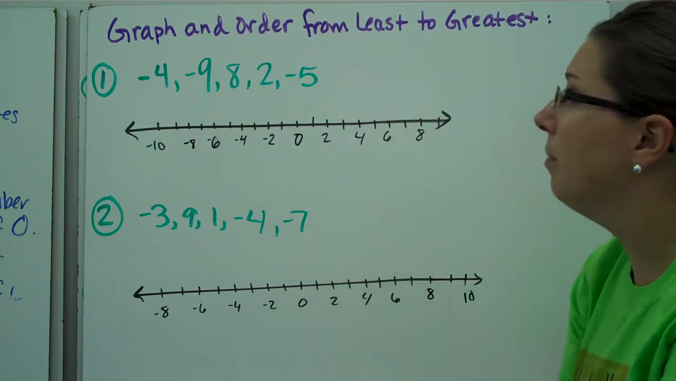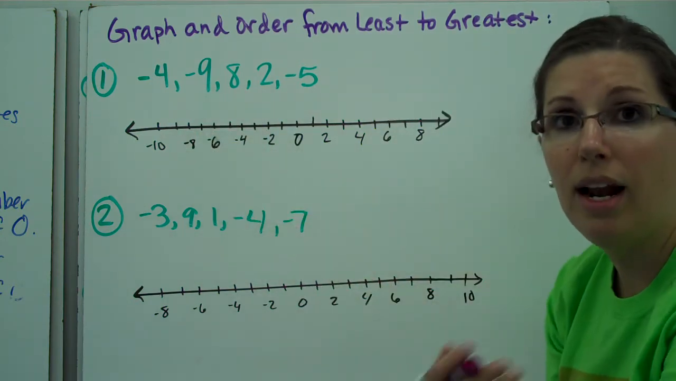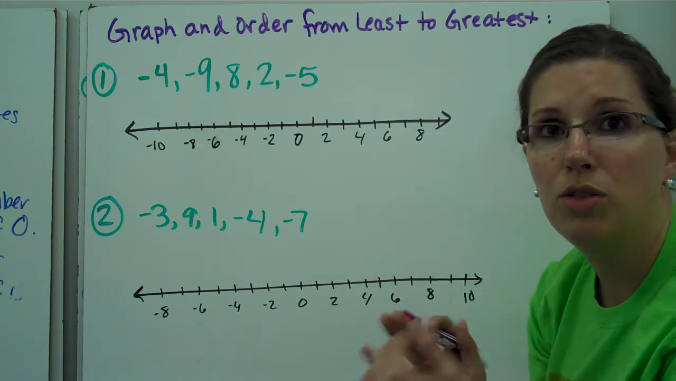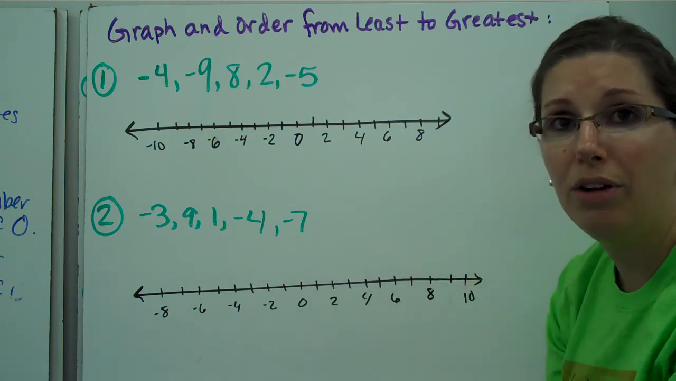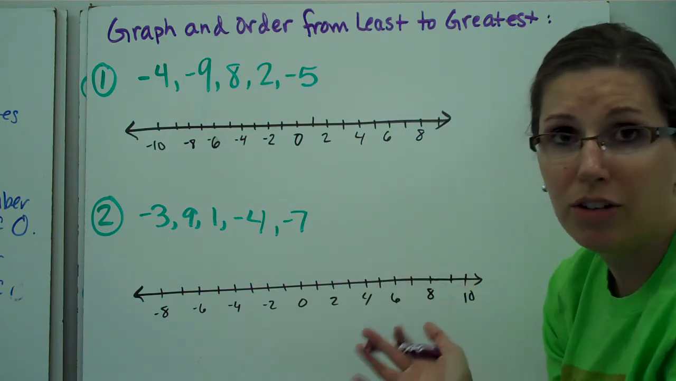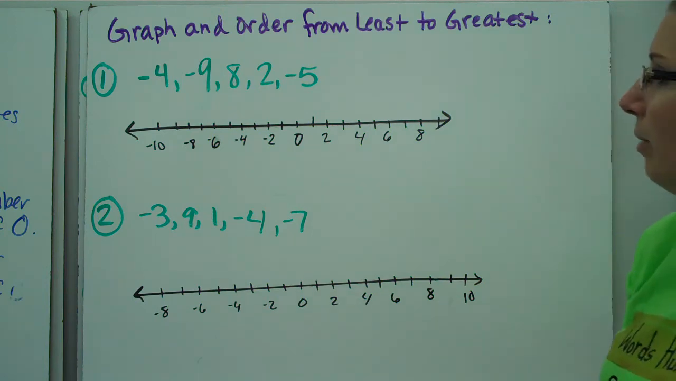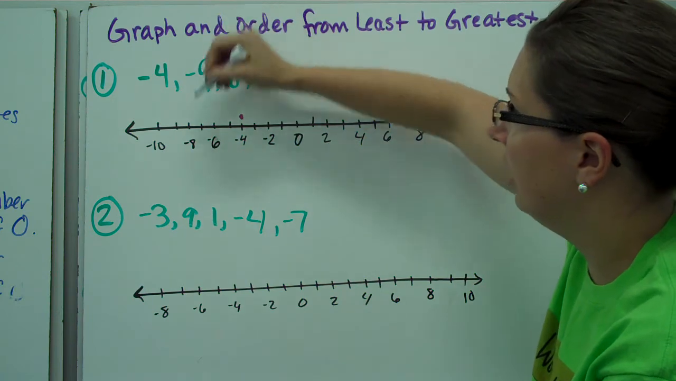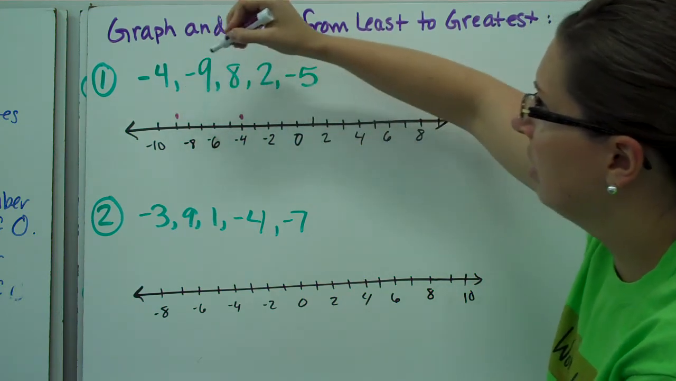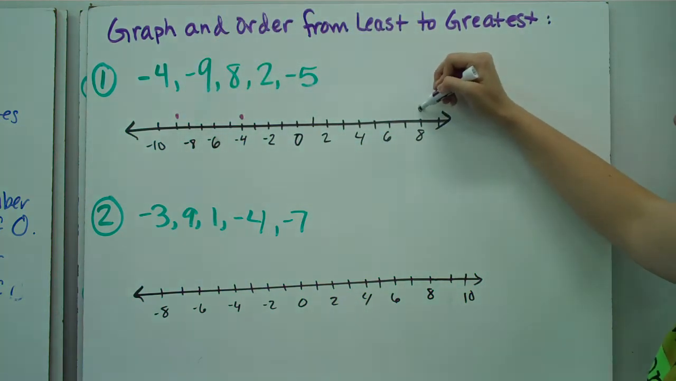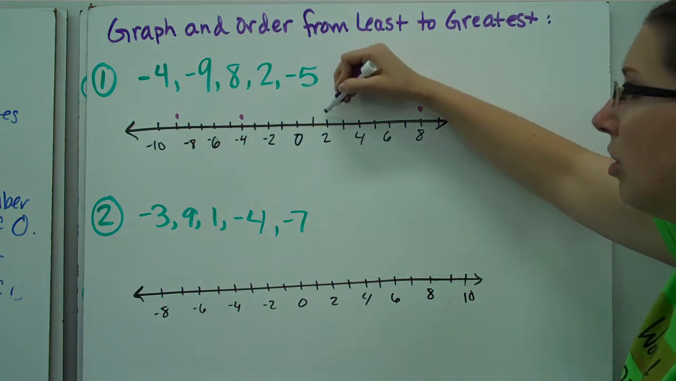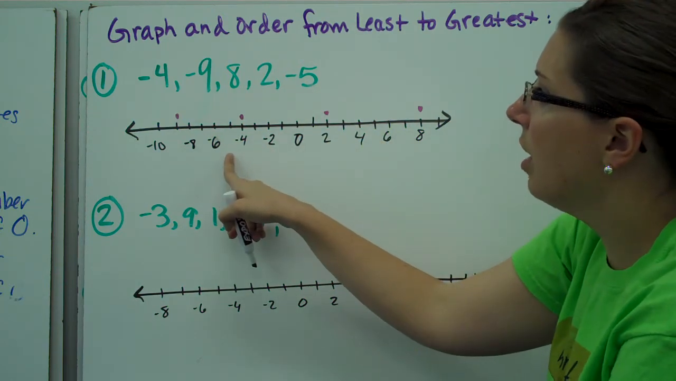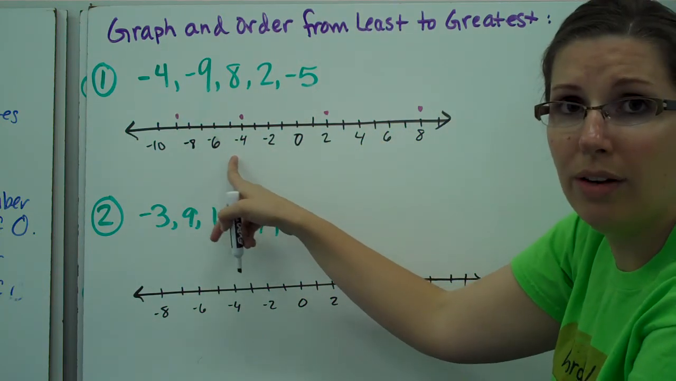That's because I looked at my numbers and I looked at what I was dealing with and I made my number line accordingly. So always take a look at your numbers and judge what you've got and then write out your number line based on the amount of space you have on your paper. Now I'm going to graph these numbers. Negative 4, negative 9, positive 8 over here towards the right, positive 2, it's getting closer to 0, negative 5 is just past negative 4, it's in between negative 4 and negative 6.